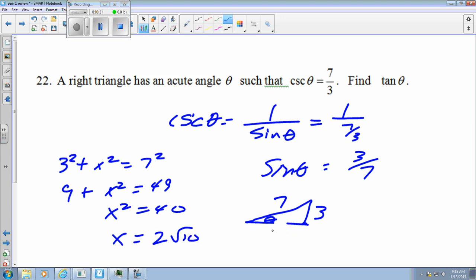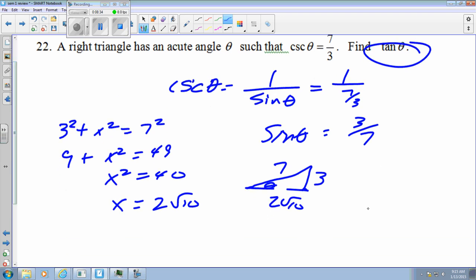If that is 2 square roots of 10, they're asking us to find the tangent. Well, here's our theta. Tangent is opposite over adjacent. So my tan would be the opposite over the adjacent. And so we would do some rationalizing, and I would get 3 square roots of 10 over 20.